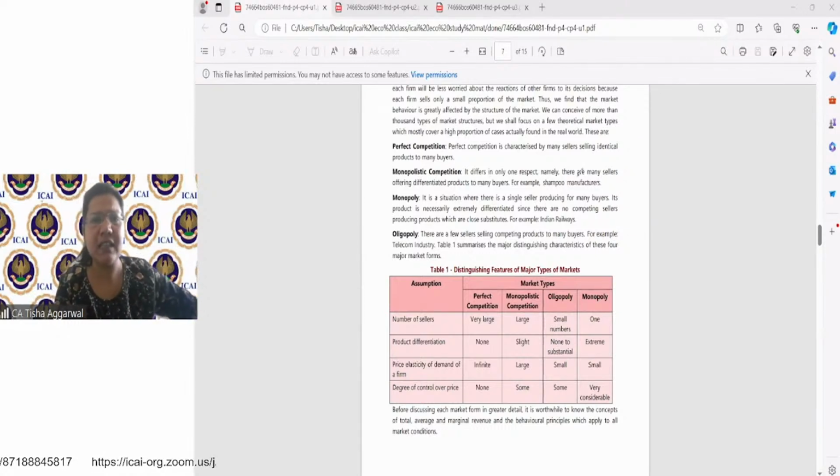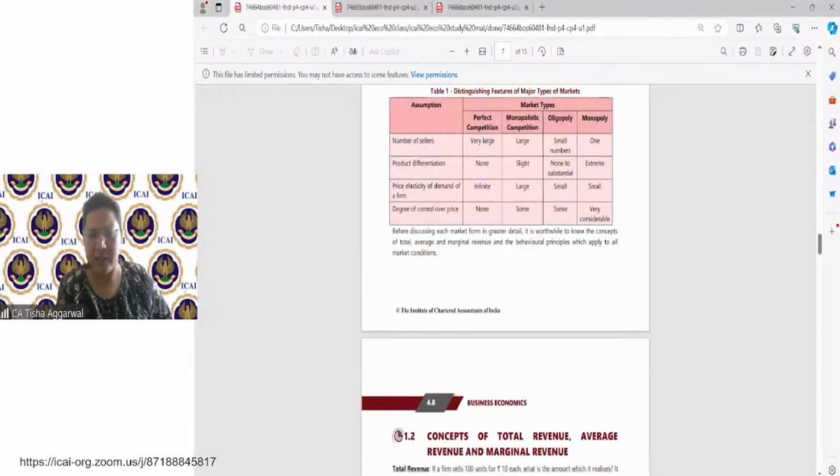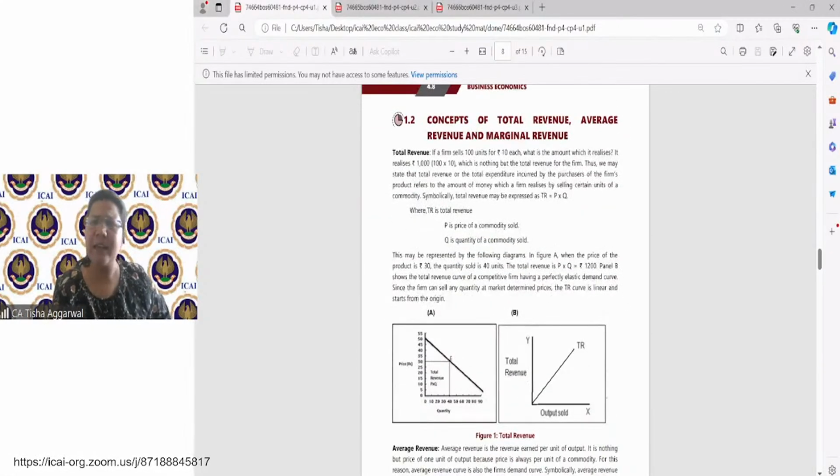Okay, so let's see. There are a lot of messages in the chat box. People are giving me the names of soaps. Perfect. Very good. So these are the different kinds of market forms that we have, on the basis of the difference in the competition in the market. I hope it is clear up till here. Any doubt up till here?